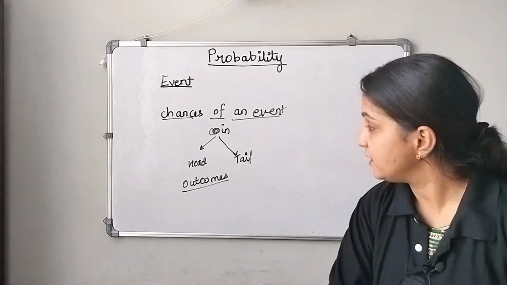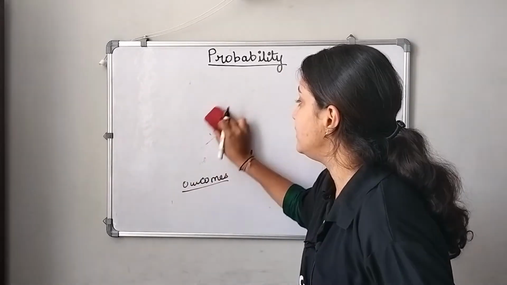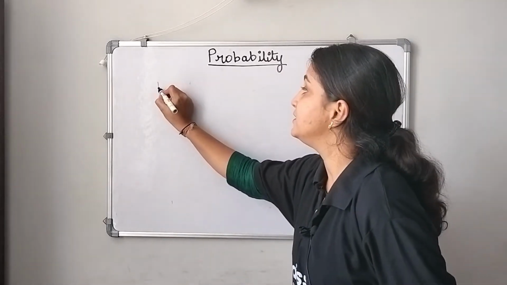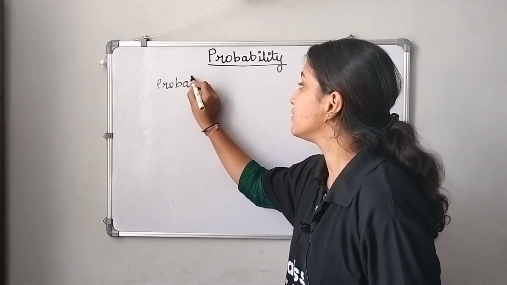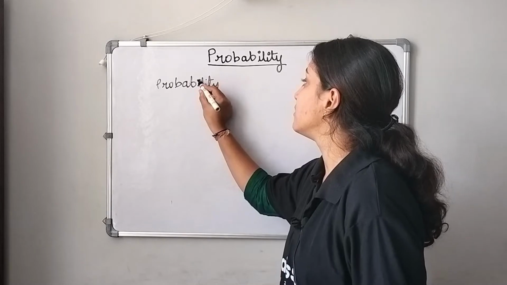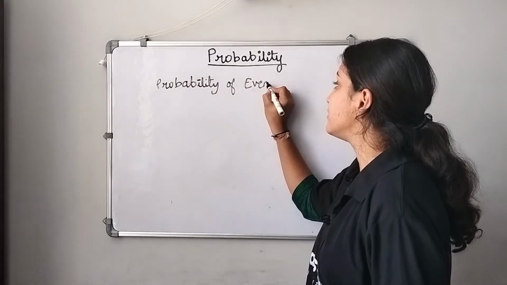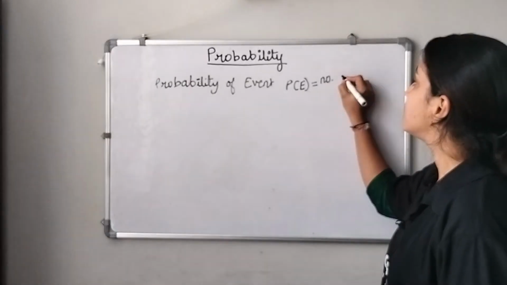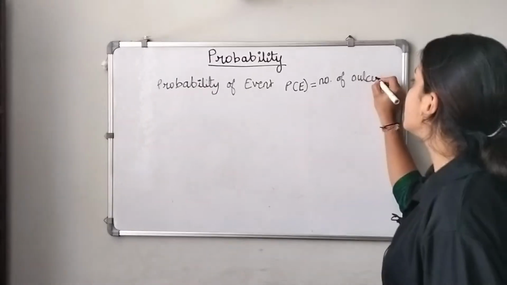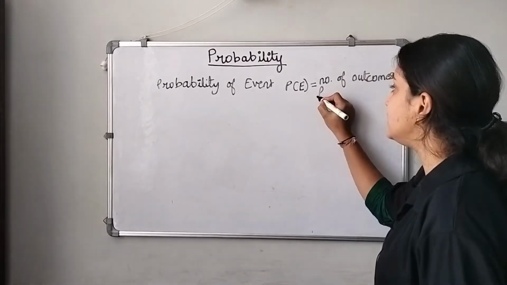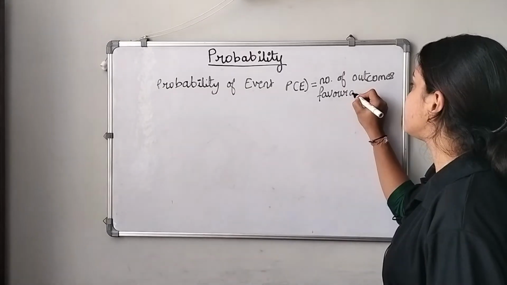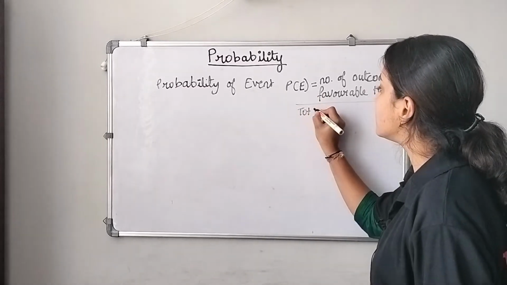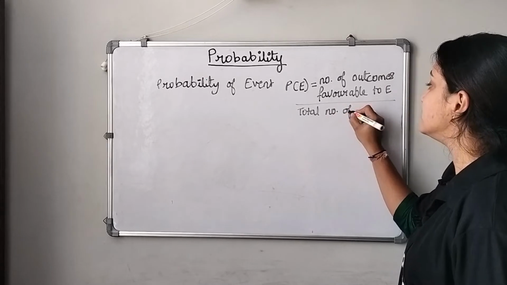Now, probability of an event is defined by the chances which we get from an event. Probability of an event, that is P of E, equals the number of outcomes favorable to E upon the total number of outcomes.